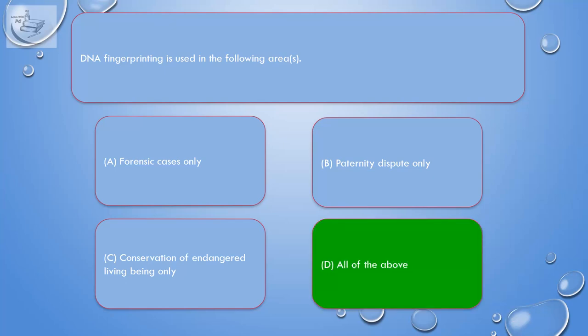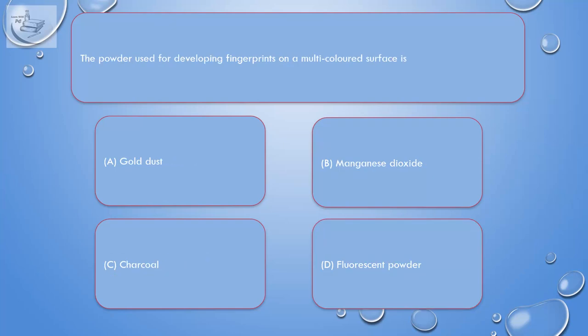Correct answer is D. All of the above. Question: The powder used for developing fingerprints on a multicolored surface is A. Gold dust. B. Manganese dioxide. C. Charcoal. D. Fluorescent powder.